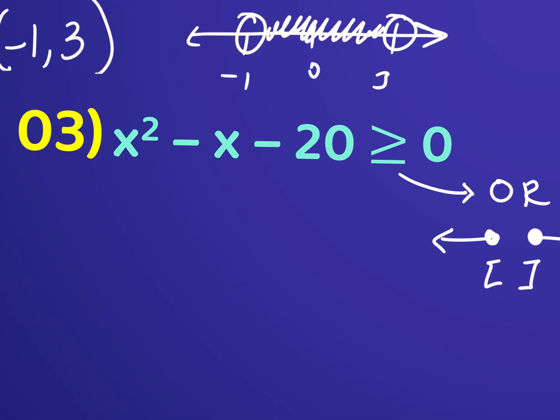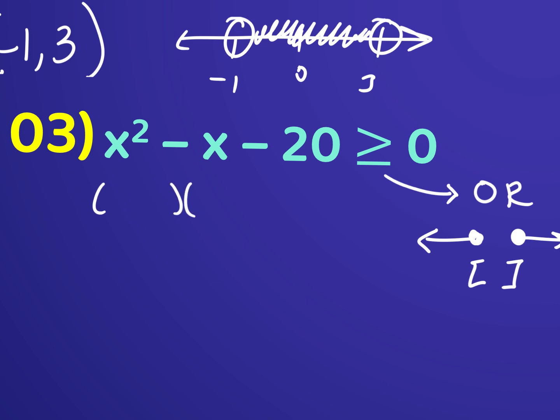So now we treat this as if it were an equation. What are the factors of negative 20 that multiply to give me negative 20, but add to give me negative 1? Minus 5 and plus 4. Okay. So x equals 5, x equals negative 4.